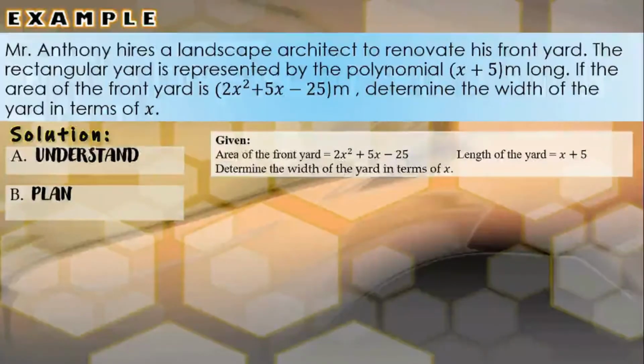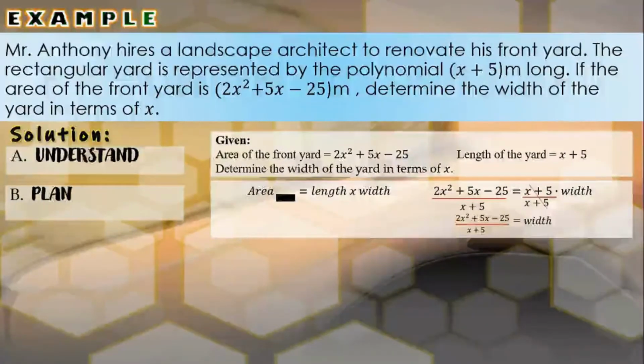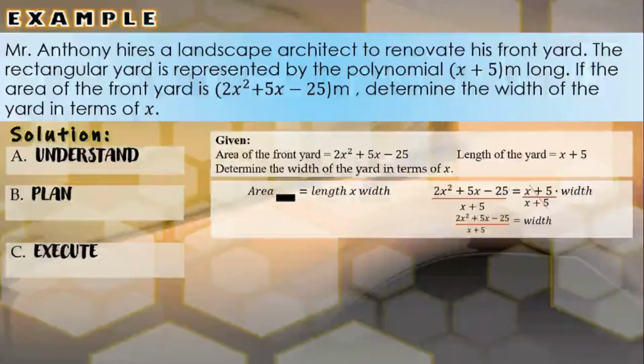The second step is to plan. So by the use of the formula of the area of rectangle, which is length times width, we have to substitute. So that will be 2x squared plus 5x minus 25 is equal to x plus 5 times the width. So to get the width, we have to divide both sides by x plus 5, meaning the width is 2x squared plus 5x minus 25 divided by x plus 5.